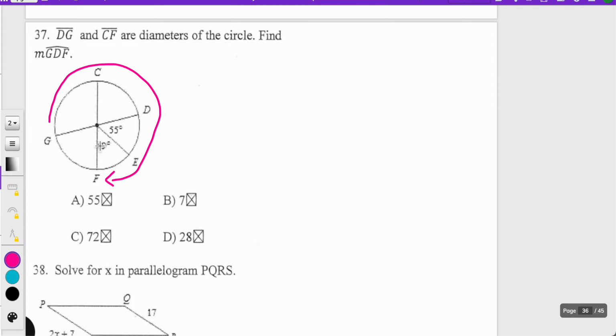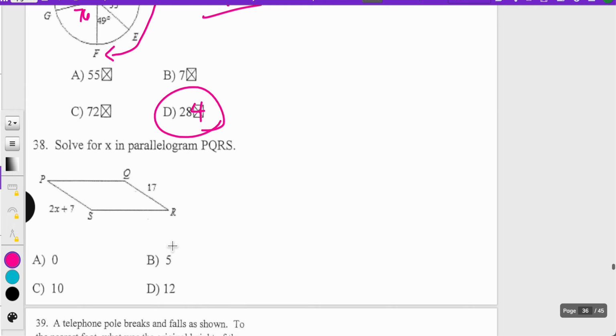So 55 plus 49 is 104, so then I'm going to take 104 from 180, and the leftover amount is 76. So now what I'm looking at is essentially 76 taken away from 360. Okay, and I'm going to get 284, so this should be letter D.